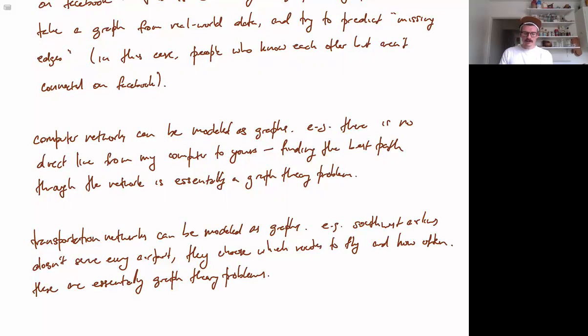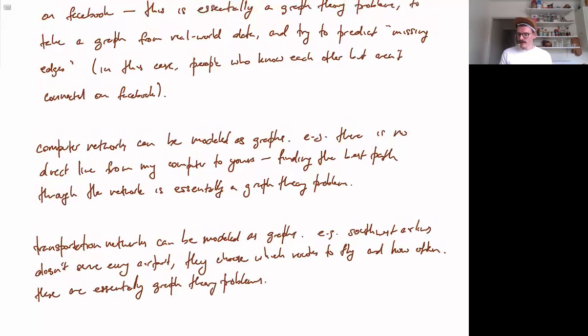Because essentially you have this big network or this big graph of transportation hubs and connections between them, and you're trying to choose a sub-network, or make a choice of edges and nodes to service, to get the most connected with the least cost, things like this.